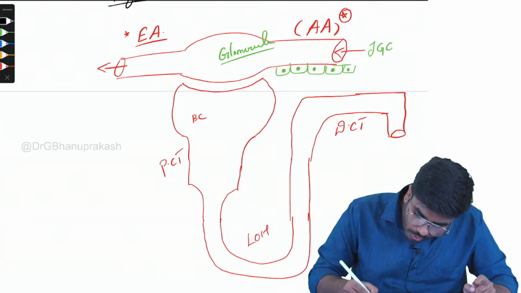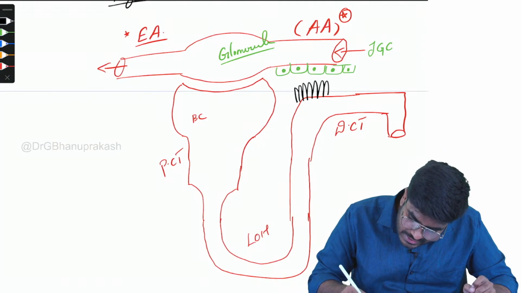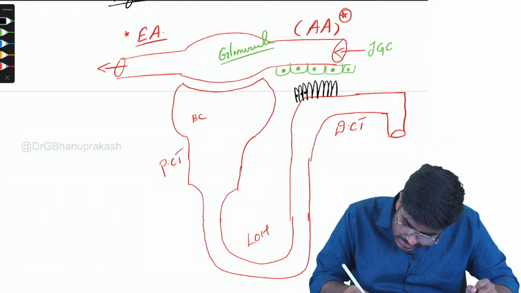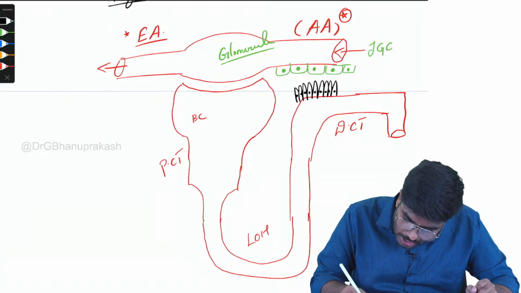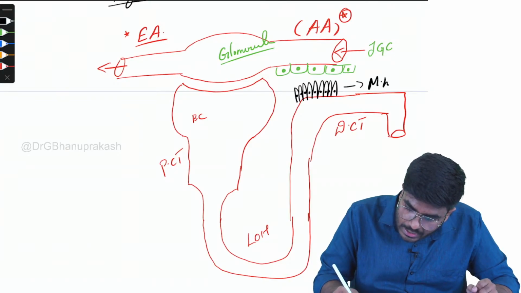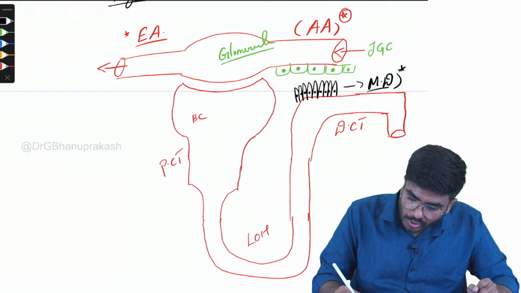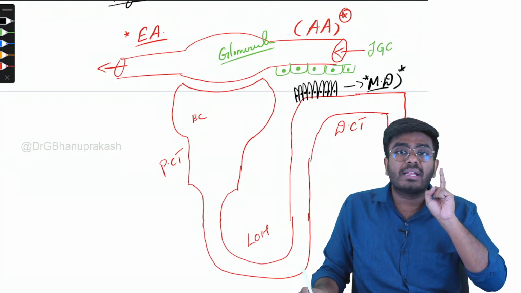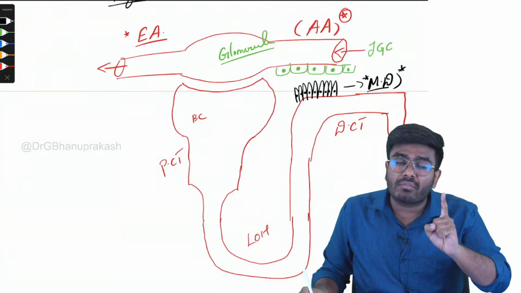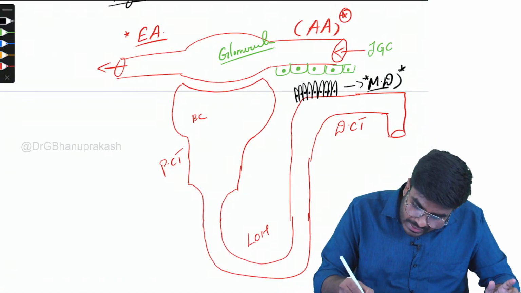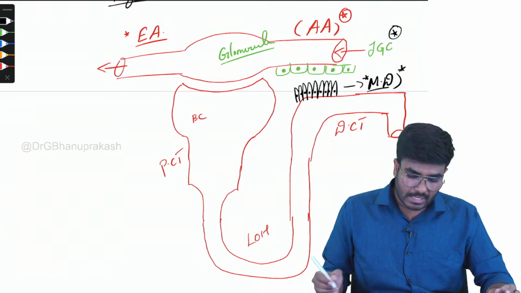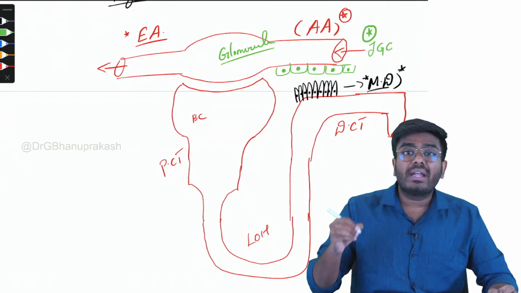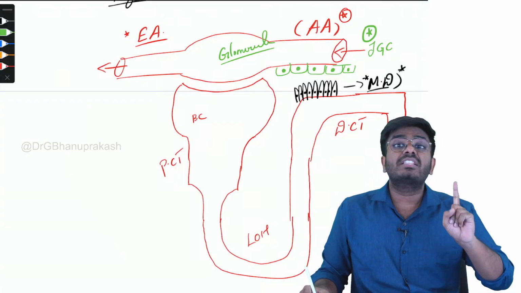And one more type of cells, specialized cells, which are present on the distal convoluted tubule. Now what are these cells called as? These cells are called as macula densa. So important point is, macula densa is present where? Sir, macula densa is present in the early part of distal convoluted tubule. Now where is this juxtaglomerular cells present? Juxtaglomerular cells present on the afferent arteriole, which are modified smooth muscle cells.